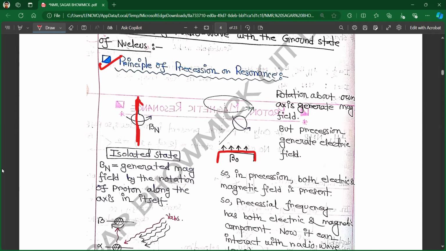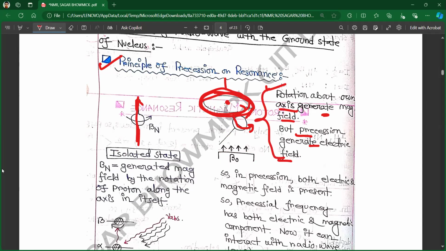This axis will rotate. This axis itself will rotate about another imaginary axis. This is called precession. The spinning is still continuing, but this axis is now rotating about another imaginary axis, or this axis is making one circle in space. Rotation about its own axis generates a magnetic field, but precession generates an electric field.